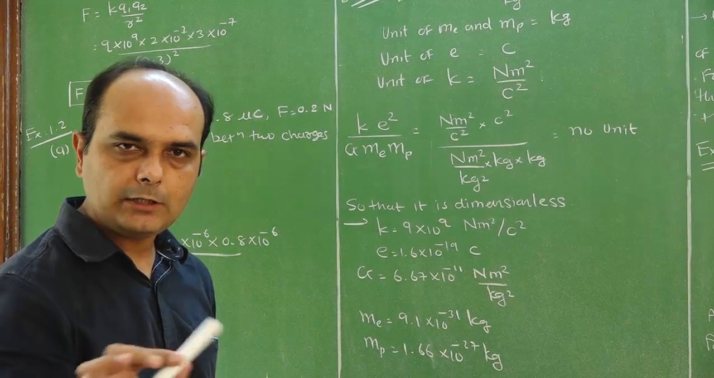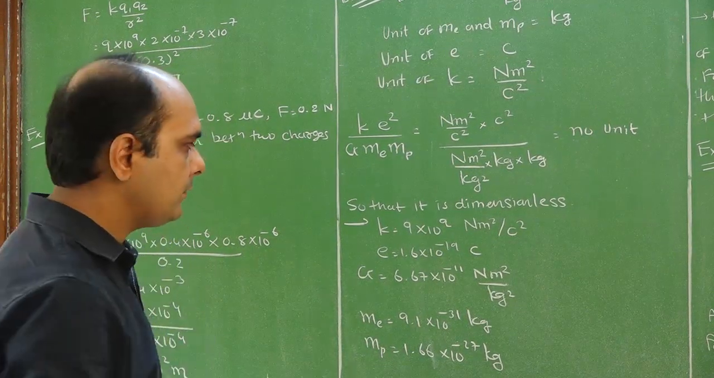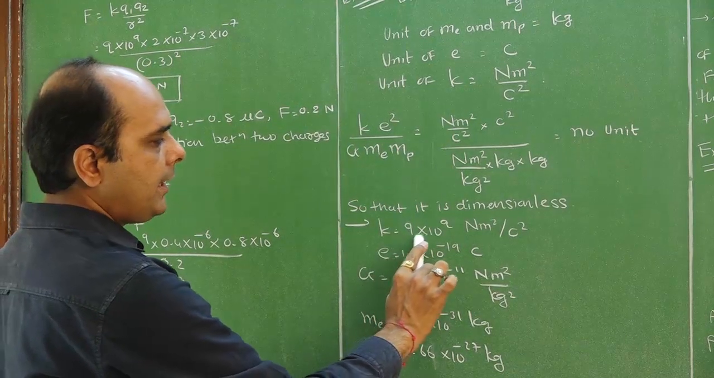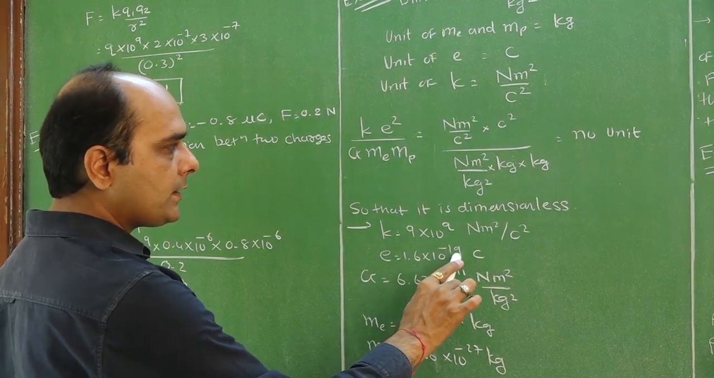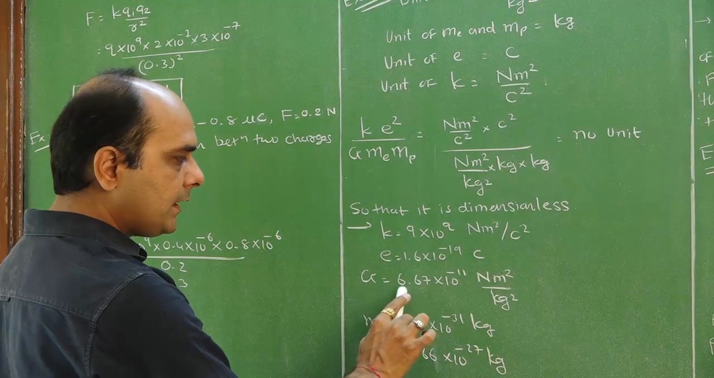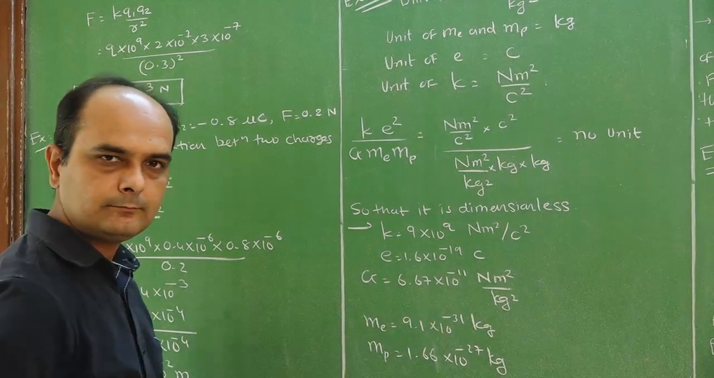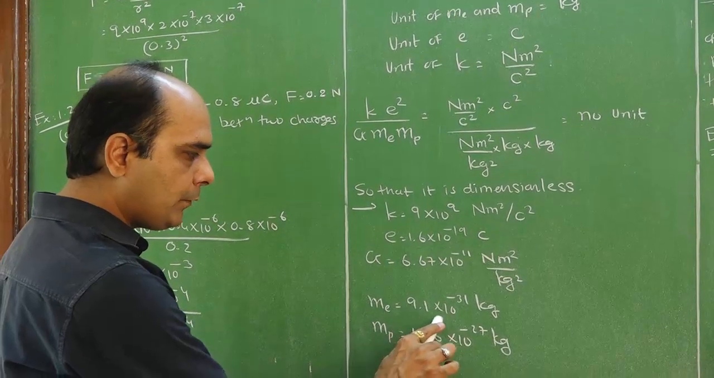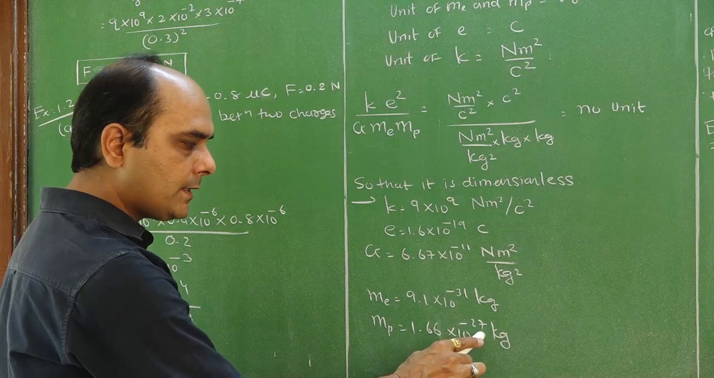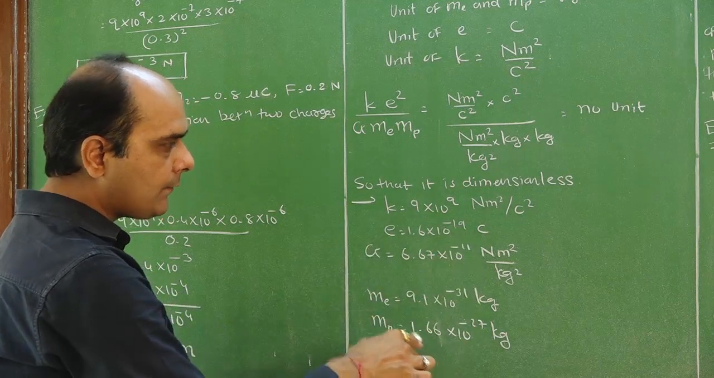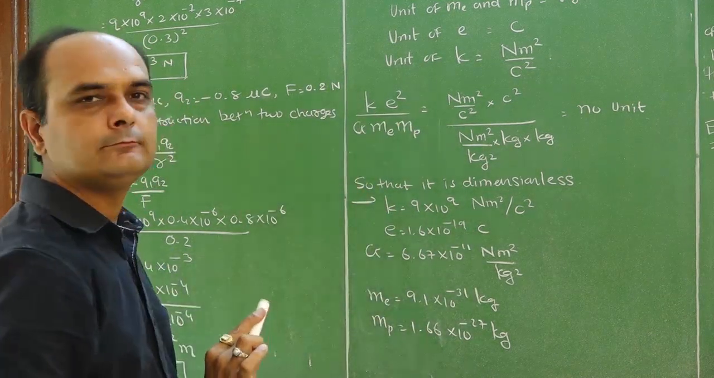Student, please determine the value of this ratio. The value of small k is 9 into 10 to the power 9. Value of charge e is 1.6 into 10 to the power minus 19. Value of G is 6.67 into 10 to the power minus 11. Mass of electron 9.1 into 10 to the power minus 31. Mass of proton 1.66 into 10 to the power minus 27. Please substitute all these values into this equation.